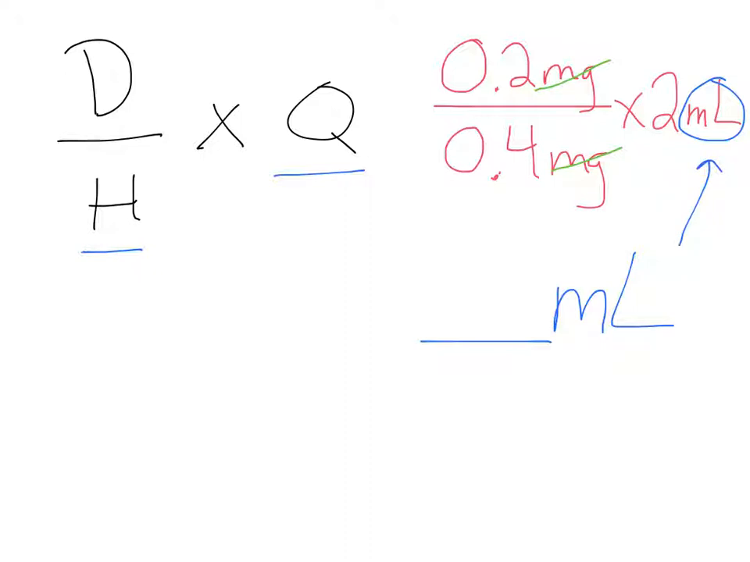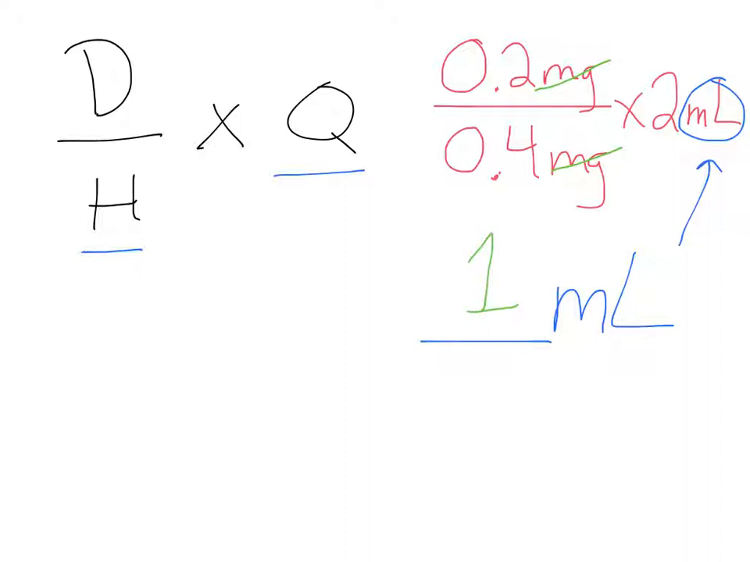So what I do is I take D divided by H, so 0.2 divided by 0.4 gives us 0.5, just half. Then, just as my formula tells me, I take that and multiply it by 2. And 0.5 times 2 will give me the answer 1. So I will tell this patient to take just 1 milliliter.